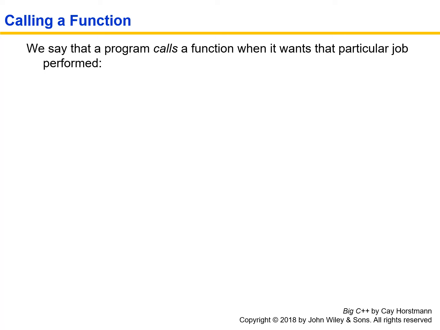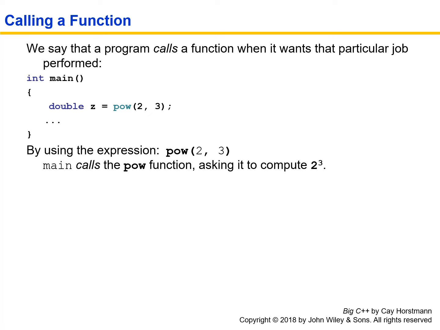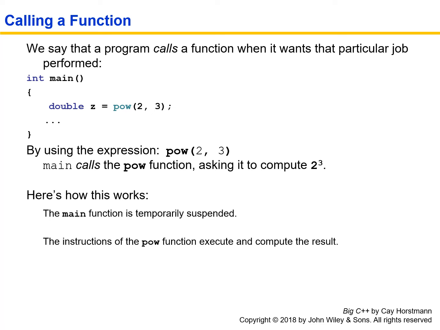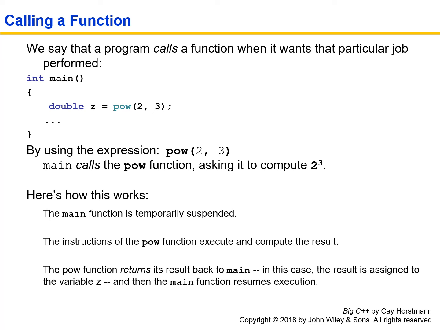We say that a program calls a function when it wants a particular job performed. If int main calls POW 2, 3 and sets z equal to the result, then we know main is calling the POW function and asking it to compute 2 to the third. The way this works is that the main function is temporarily suspended in the computer, and control is passed to the POW function. POW is given the parameters 2 and 3, and it's allowed to do its work, and then the POW function returns its result back to main, and main resumes execution by assigning the result to the variable z.